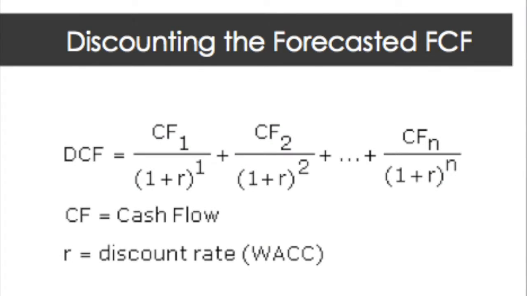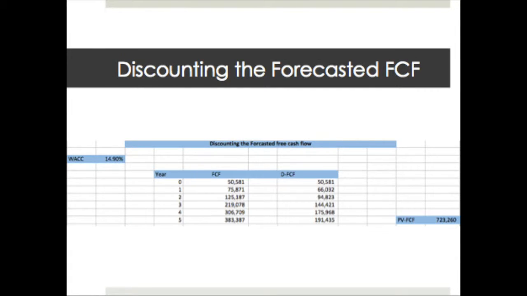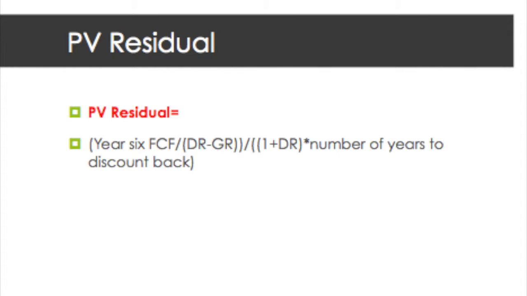Following, we will calculate the discounted cash flow by adding the cash flow for each year over 1 plus the discount rate to the power of the year, and adding all the years together, all the 5 years together, we will end up with the present value of free cash flow, 723,260 Egyptian pounds.